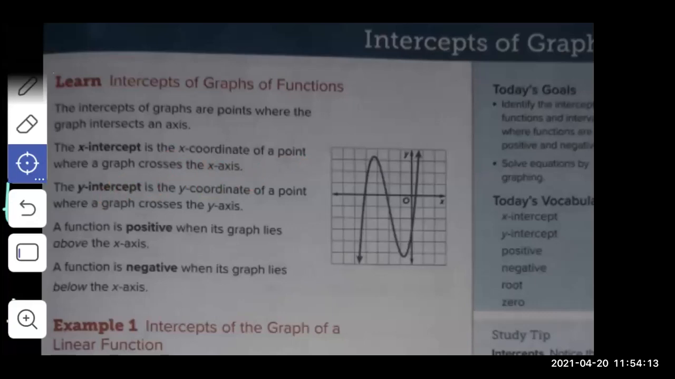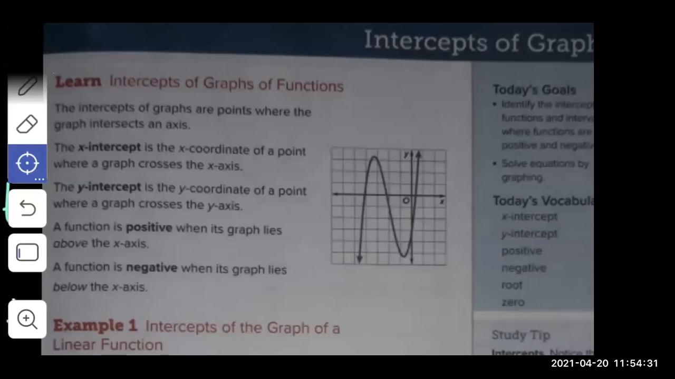Really simple, exactly what we did. X-intercept is where the graph touches the X axis, this line. The Y-intercept is the Y coordinate of a point where a graph crosses the Y axis. Okay, that is the point where this graph crosses this line, the vertical line, the Y axis.